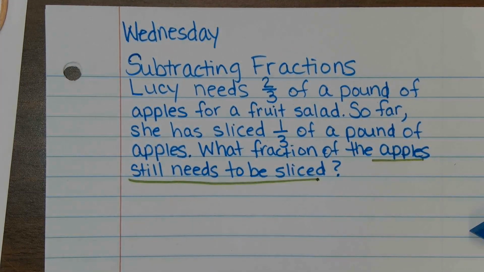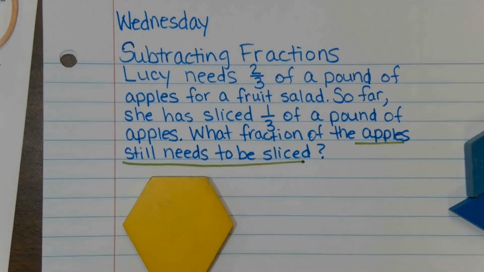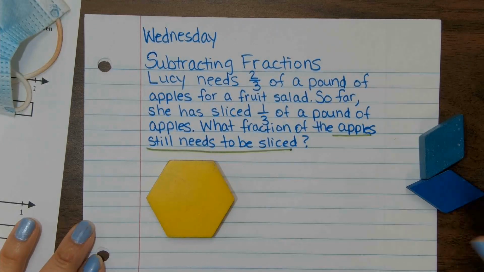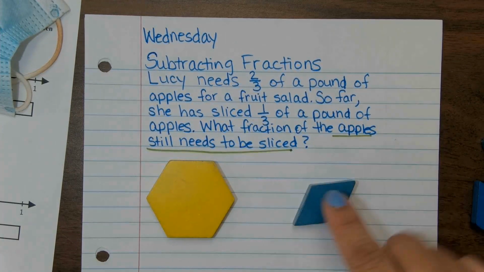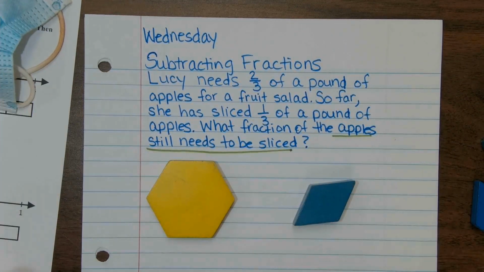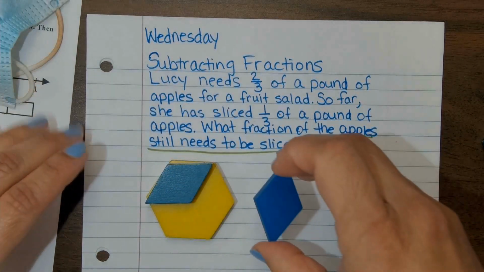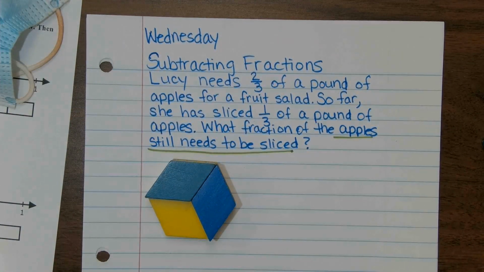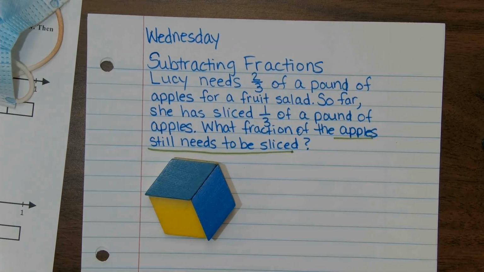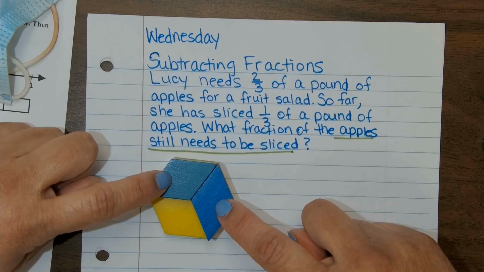We're going to go ahead and use a hexagon for our whole. So here's one whole. Because we're working with thirds, we know that those are my rhombi. I am going to cover the hexagon with 2 rhombi because that's what I need. I need 2/3 of a pound of apples. Remember, a whole is equal to 3 out of 3, but I only need 2/3 pounds of apples.